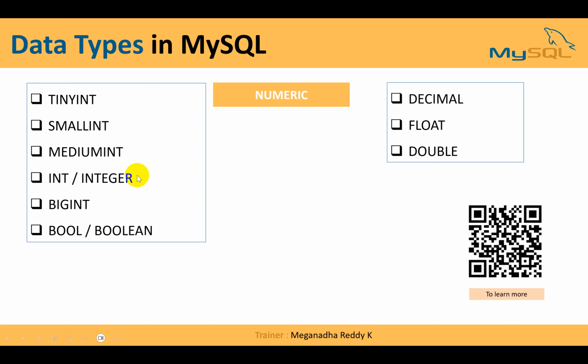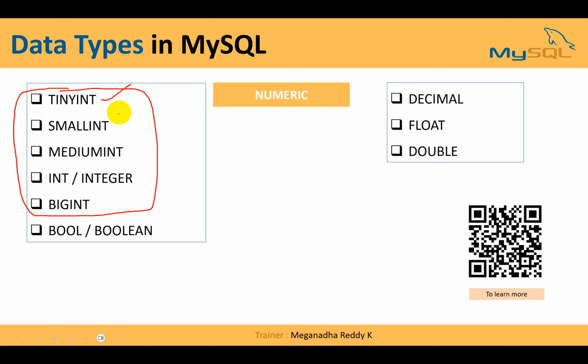Integer will take 4 bytes of data and store bigger values than mediumInt. And bigInt is the largest number you can store. If you want to store large integer numbers, you go for bigInt. And remember, when you say integers, they will not have decimal values. Now let's try to understand once again. All these five are used to store integers, meaning without decimals.